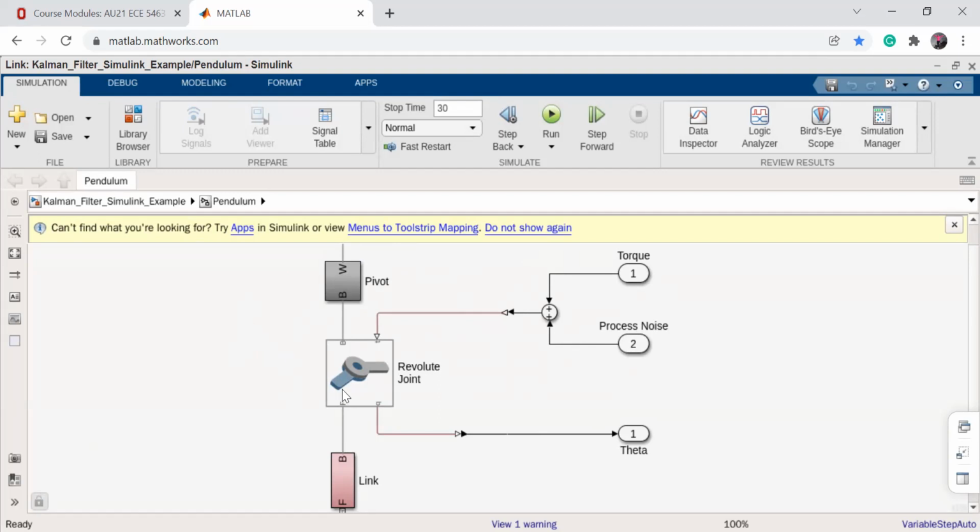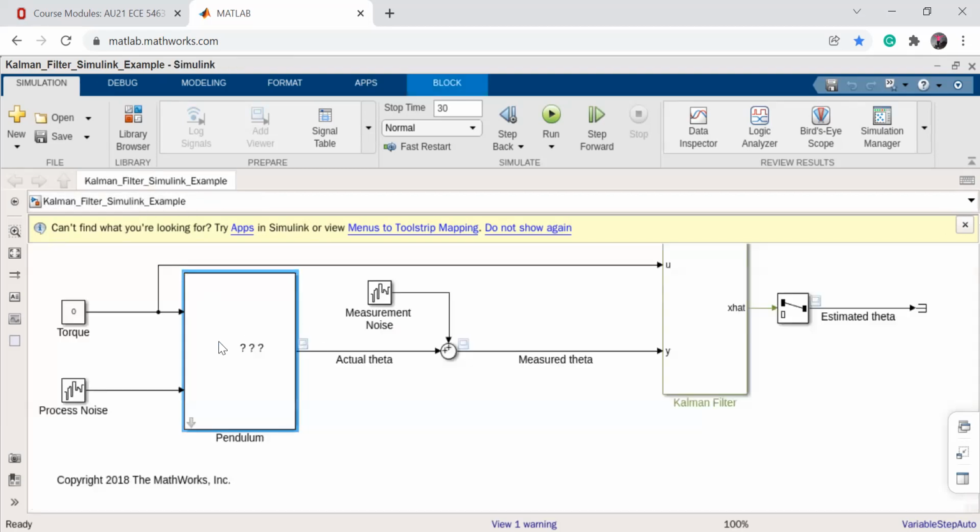If you're interested in doing modeling like this, you can learn SimMechanics. That's another course. But this is your pendulum model, the torque process noise, and then this is measurement noise. So you're adding some noise to the actual data. So you're faking it, right? You're kind of faking it.